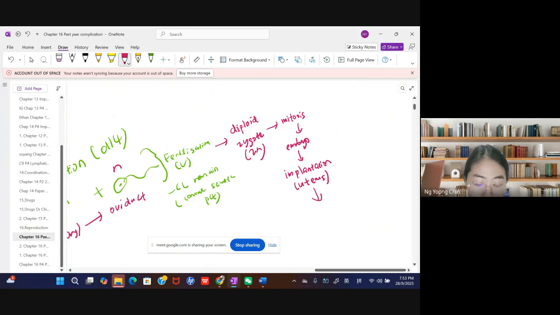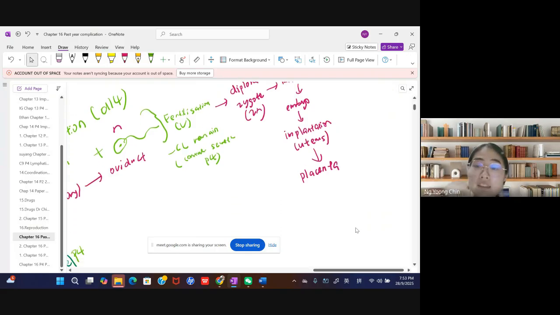After the embryo successfully implants on the uterus lining, it will develop and later have the placenta, 胎盘. The placenta will only be formed when the zygote is successfully implanted on the uterus lining. The placenta is very important. Actually, it's an endocrine organ.